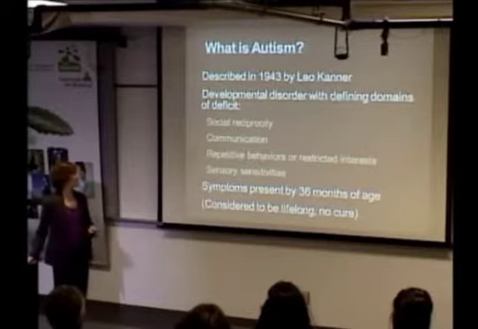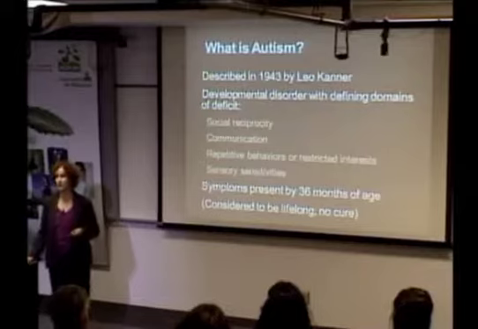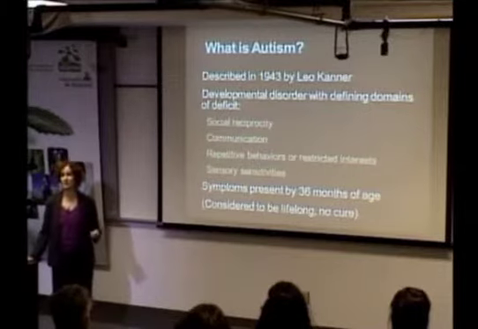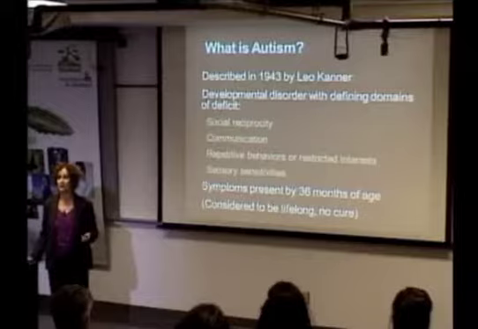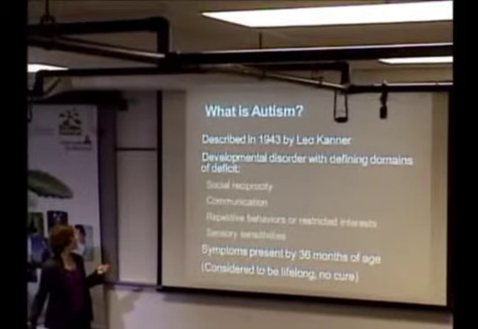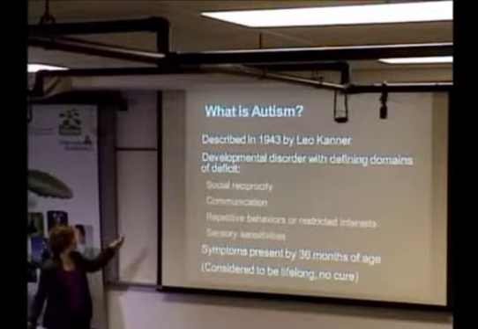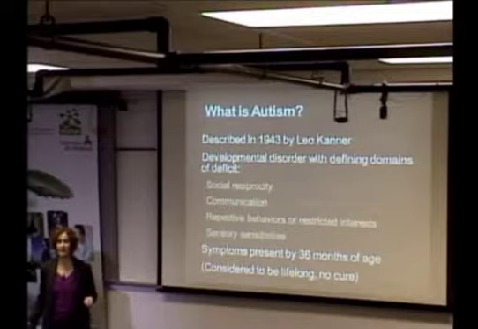It's a developmental disability. It was originally described in 1943 by Leo Kanner from Johns Hopkins. And the way he described it is actually very similar to the way we diagnose it today, which is there are deficits in several different domains. The earlier ICDs used just the first three of these: the social reciprocity, the communication, and the repetitive behaviors or restricted interests.